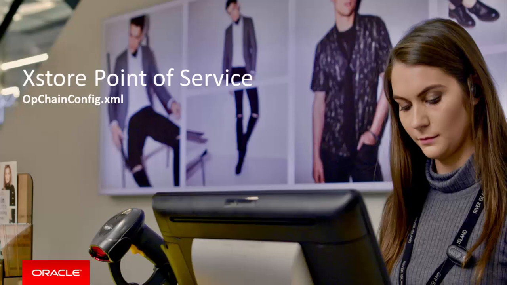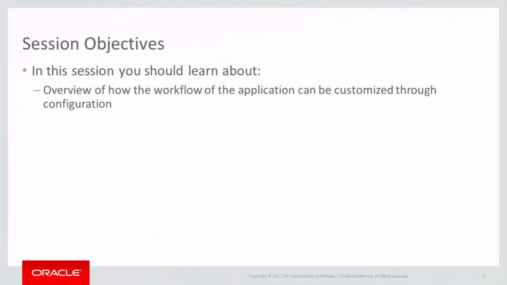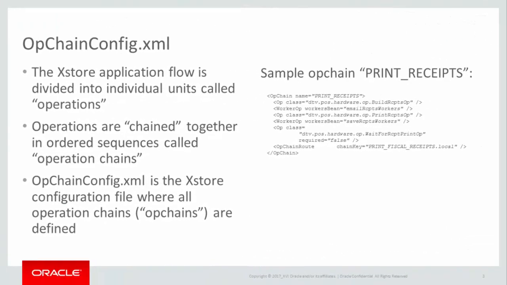Welcome to the XStore point of service lesson on OpChainConfig.xml. In this session, we're going to learn about how the workflow of the XStore point of service application can be customized through configuration. So OpChainConfig.xml is the core workflow controller file in the XStore app, where you essentially can control everything about how XStore flows and interacts with the user.